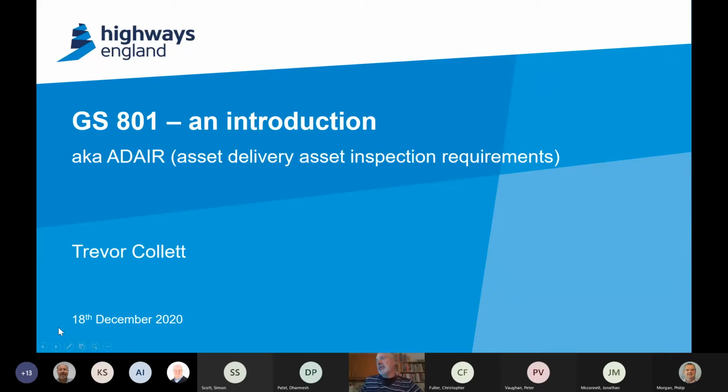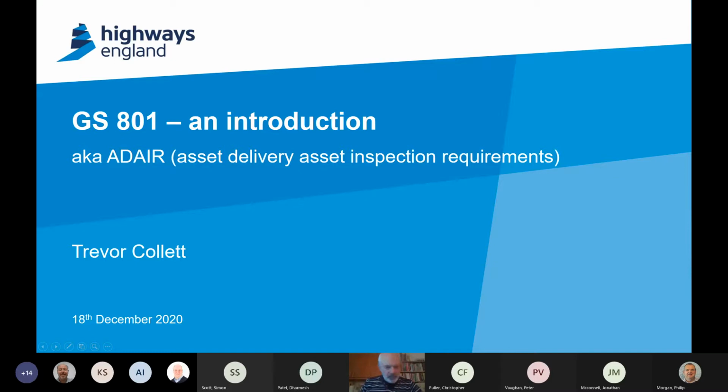Right, onto the presentation. See the title on the screen, GS 801. GS 801 is also known by two other names, the full name, Asset Delivery, Asset Inspection Requirements, and a not particularly elegant acronym, ADAIR. So you may hear it often referred to as ADAIR. I'm going to continue to refer to it as GS 801, just to emphasise to myself that it is part of the DMRB standards nowadays. But I'll come on to that in a minute.